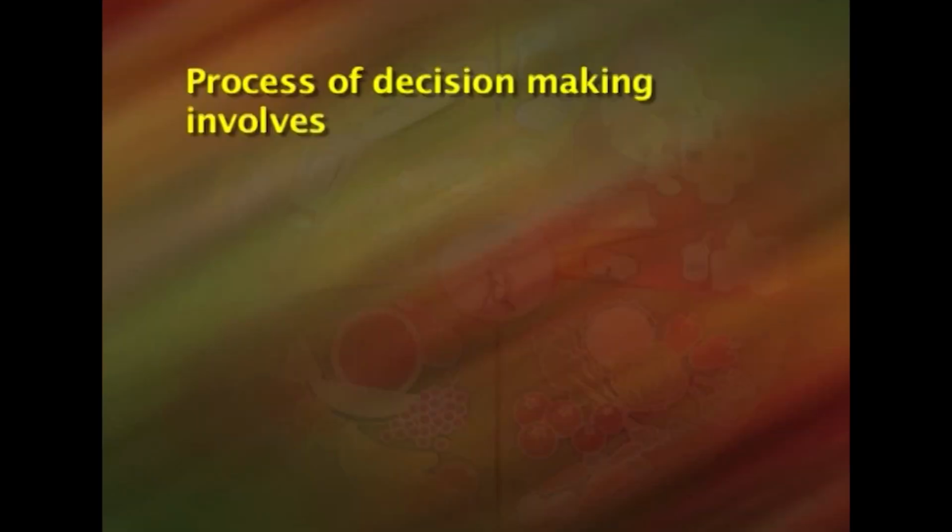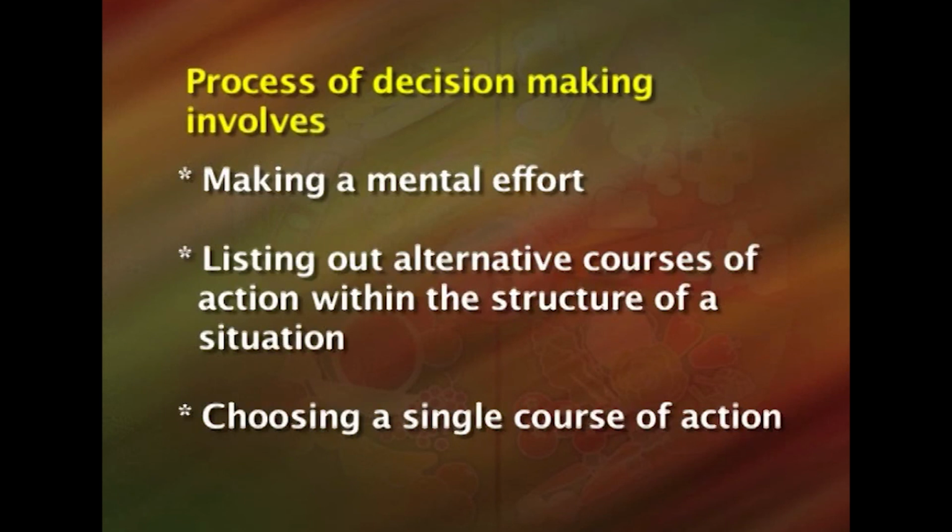The process of decision making involves making a mental effort, listing out alternative courses of action within the structure of a situation, and choosing a single course of action. Prerequisites for decision making are: there has to be a reason for making a decision, the courses of action that are open need to satisfy the reason, and a choice has to be made from among those alternatives. Thus, both the tangible and intangible tools aid in effective management of an organization in one or many ways.